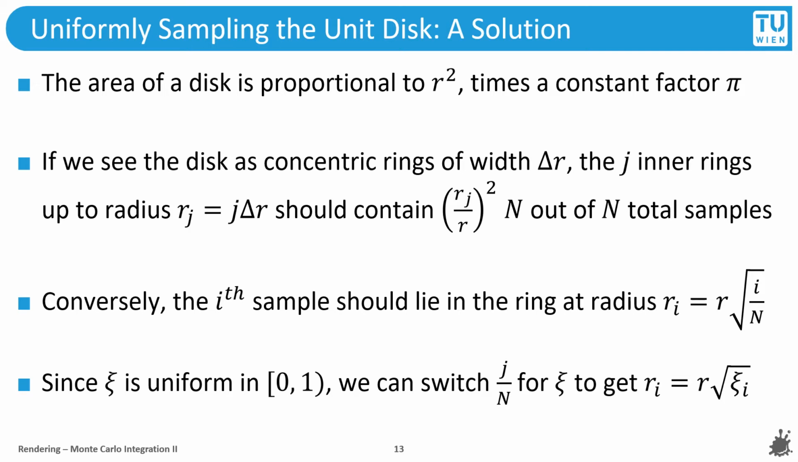We can invert this figure to find that if we want to distribute samples uniformly along the radius, then the ith sample should lie in the ring that covers the radius r times the square root of i over n. Since we know that the order of samples along our domain axis doesn't matter in Monte Carlo integration, we could swap the coordinate i over n for a canonical random variable, and we get r_i equals r times the square root of the output from a canonical random variable. We don't need to make a change for theta because we saw that the distribution doesn't vary at all with the angle.